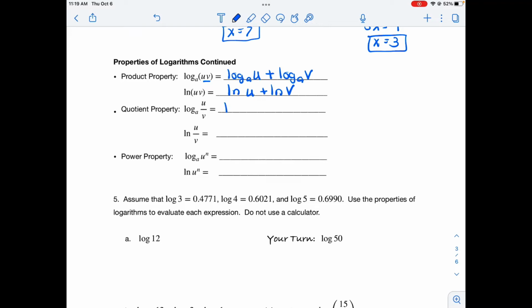natural log of u plus natural log of v. Our quotient rule, when we are dividing inside a logarithm, we break it up by subtracting. So we have the natural log of u minus the natural log of v.